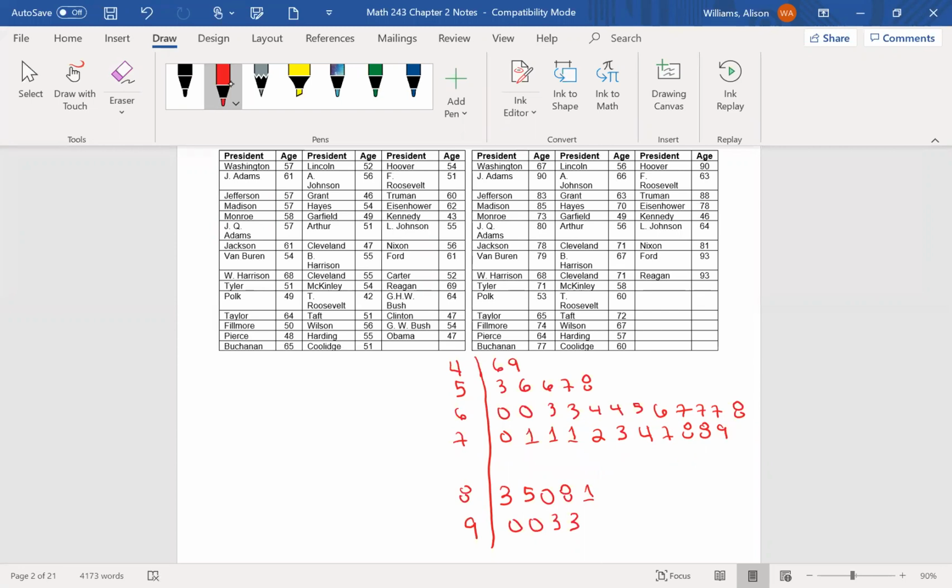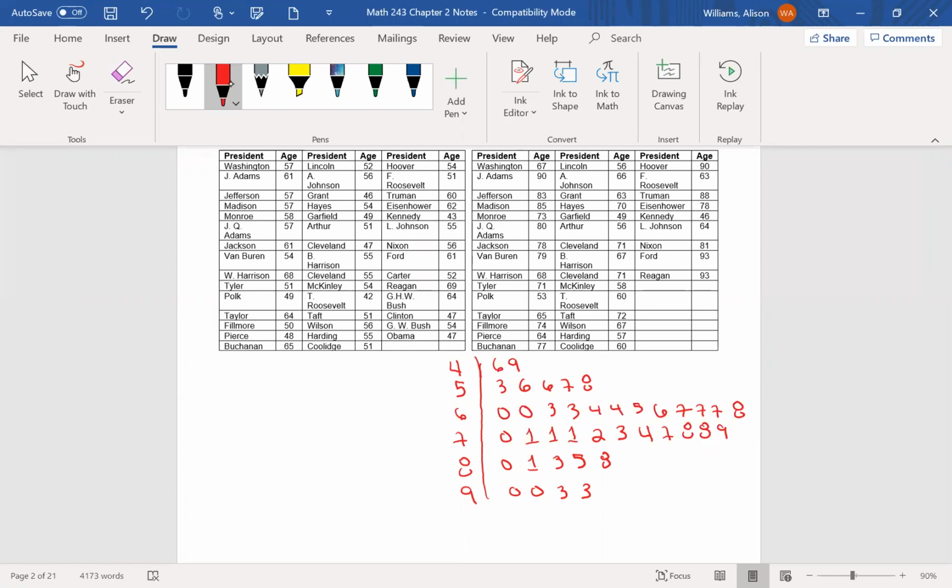Okay, for 8, we've got 0, 1, 3, 5, and 8. And then last for 9, that's already in order. Isn't that nice? Okay, so I'm going to erase that. And I'm going to redraw this line so that it's the right height. Now for the other side, and I'm not going to do all of it just because of time. I am going to show you the final answer.